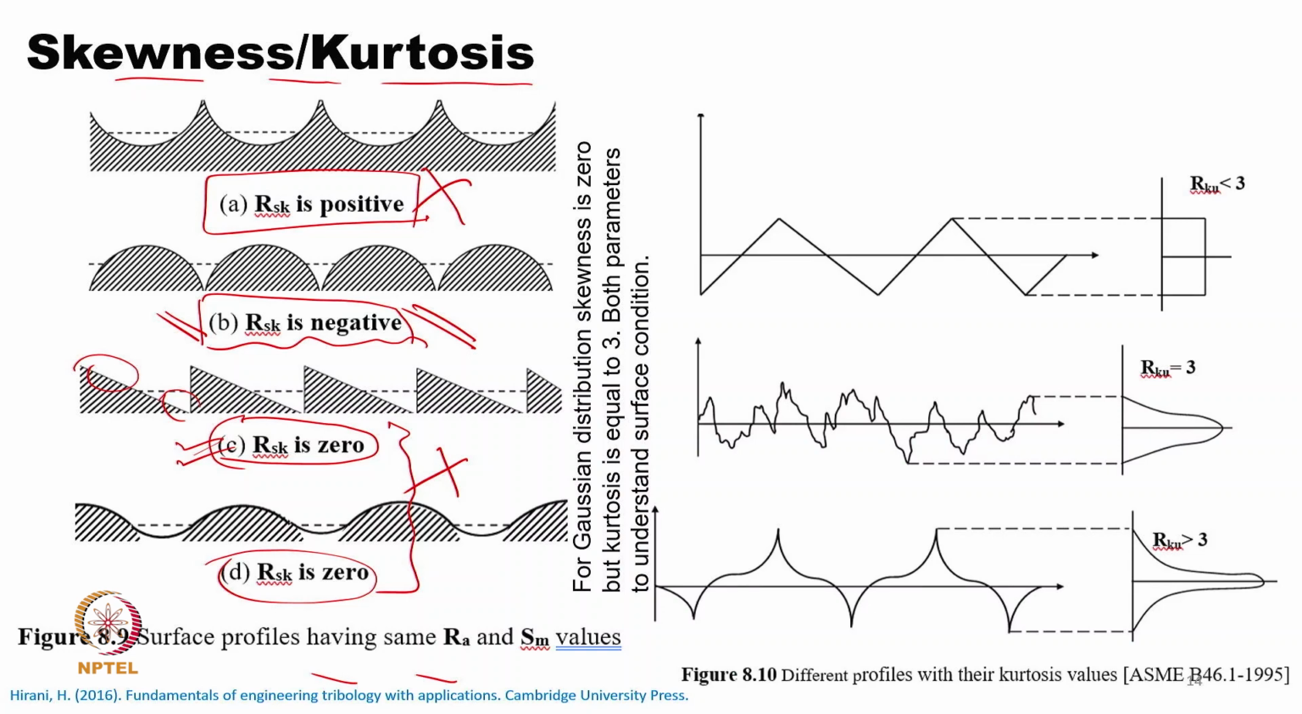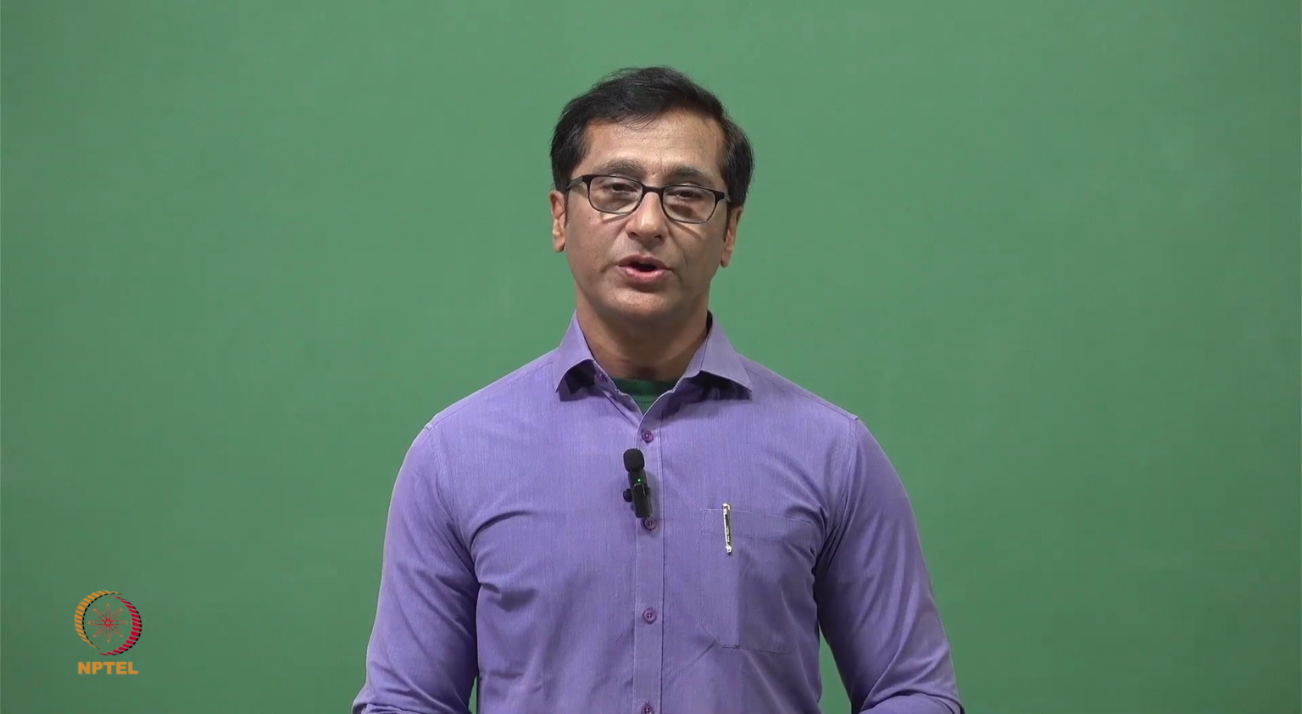Now another one comes, the kurtosis. As I said, the initial thinking was that a kurtosis lesser than 3 will be preferred, where 3 is the kurtosis of the Gaussian distribution. The initial thinking was that kurtosis more than 3 will be bad, reason being they show very high peaks, and high peaks are not really favorable from a tribological point of view.